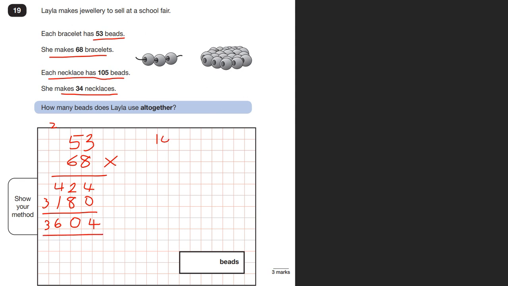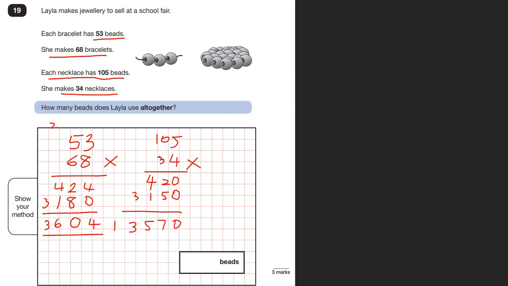So 105 beads for each necklace. So 34, you multiply by 34. Again 4 times 5 gives 20 because there's a 0 there. 4 times 1 is 4. Then put the 0 here. 3 times 5 is 15, 1 remaining. There's a 0 there. 3 times 0, 0 plus 1 is 1. And 3 times 1 is 3. So add them together. 0, 7, 5 and 3.